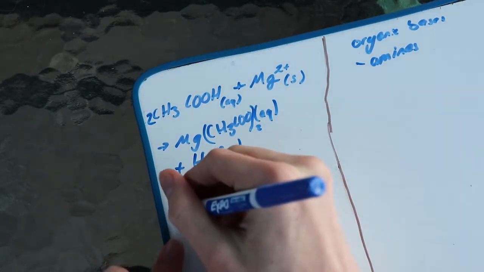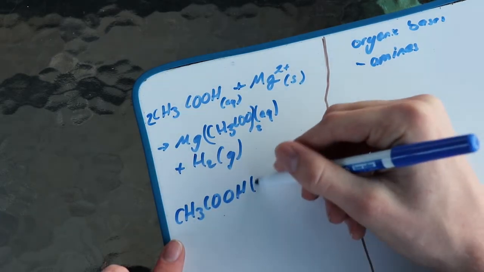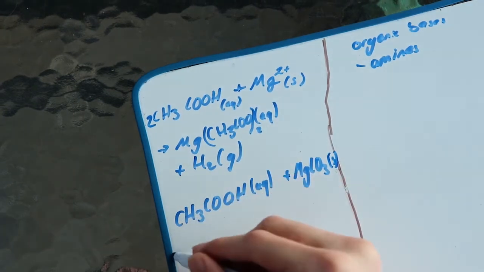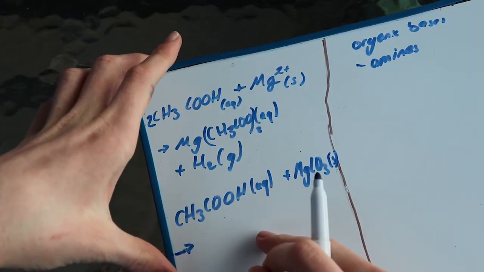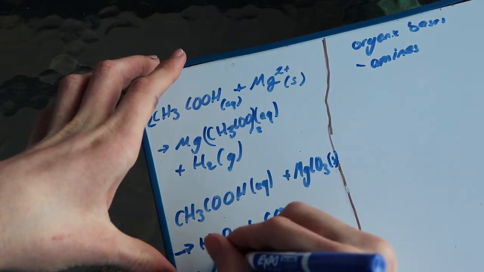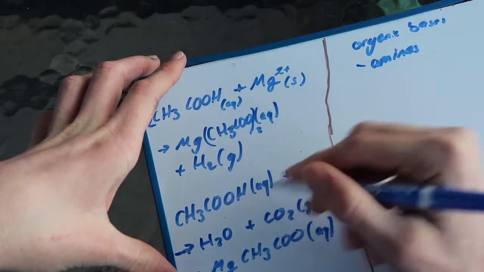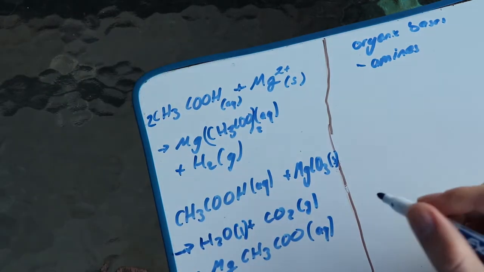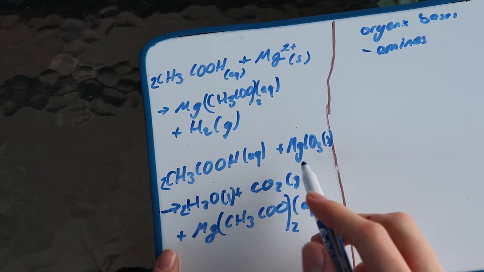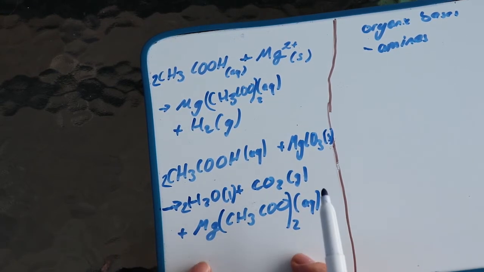And finally, if we react carboxylic acid, ethanoic acid, whatever, with a metal carbonate, CO3, then first we've got H2O, and then we're going to have carbon dioxide, and then of course our salt. I believe this would be soluble, this would be a gas, and this would be a liquid. The same thing: if we react acetic acid with a metal carbonate, we're going to produce water, carbon dioxide, and salt.